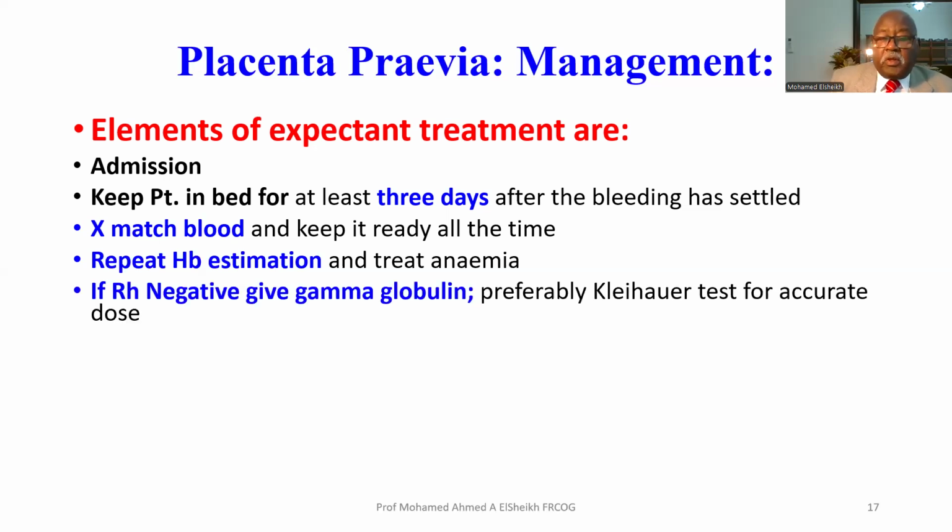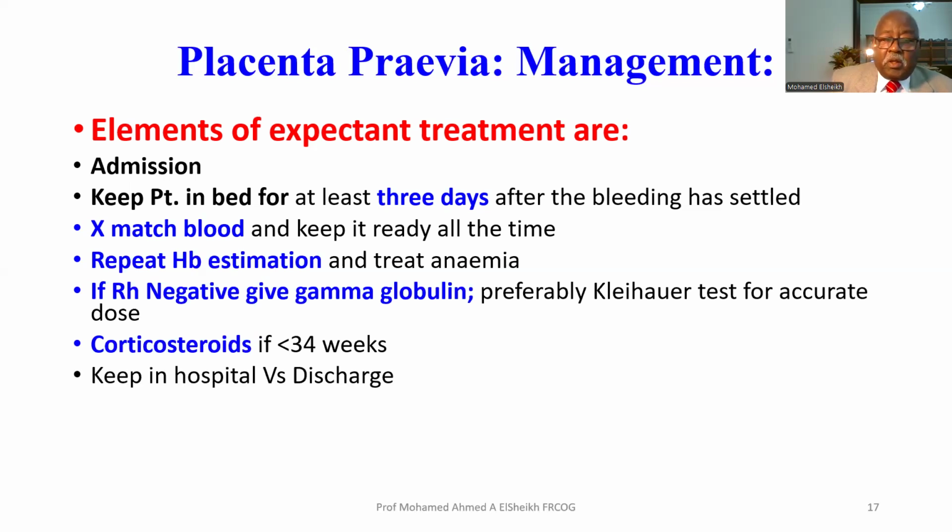If she's rhesus negative, then give anti-D gamma globulin. Better to do a Kleihauer test for the accurate dose of the gamma globulin. Give corticosteroids if less than 34 weeks. Keep her in hospital in bed or discharge her. So the bleeding has settled for more than 3 days. You manage the anemia, you prepare the blood for her. She may need anti-D, she may need corticosteroids. Then you will decide whether to discharge her or keep her in hospital till delivery, depending on the facilities available for her and for you.